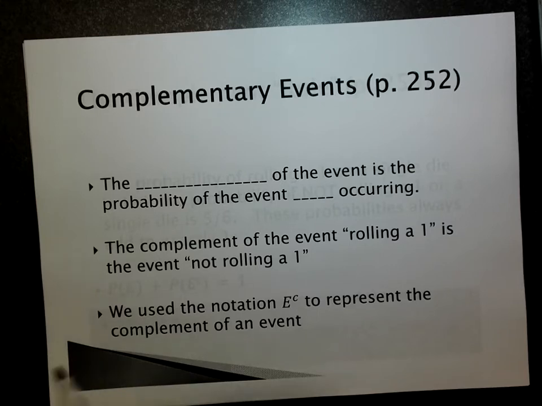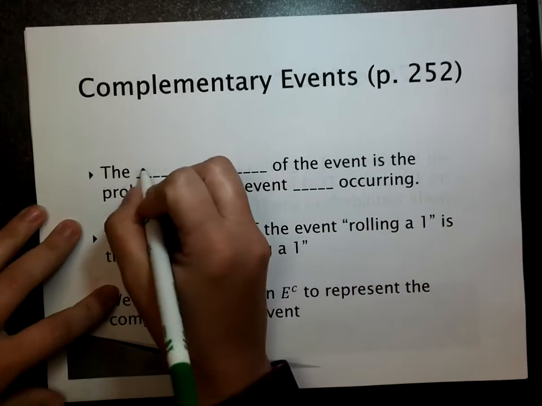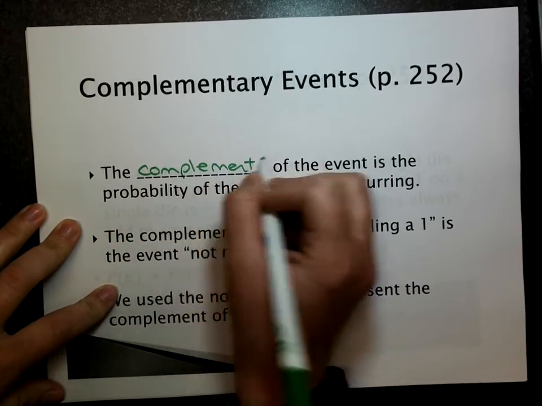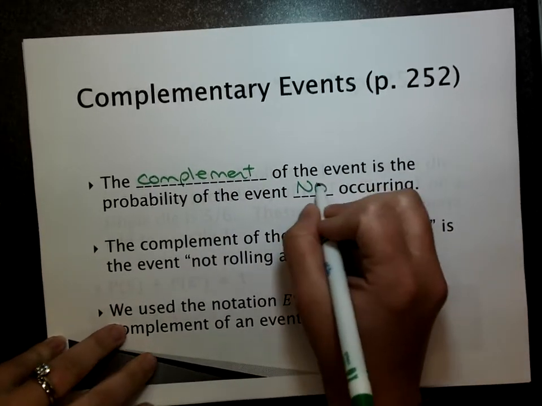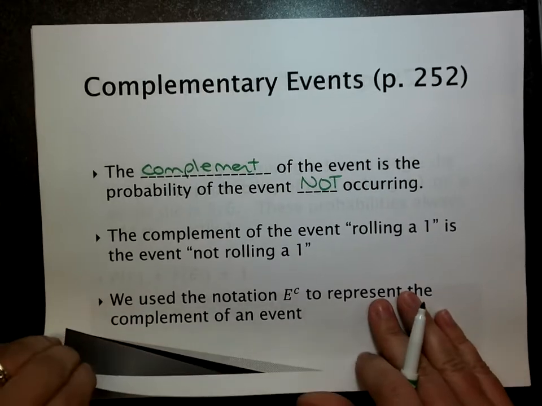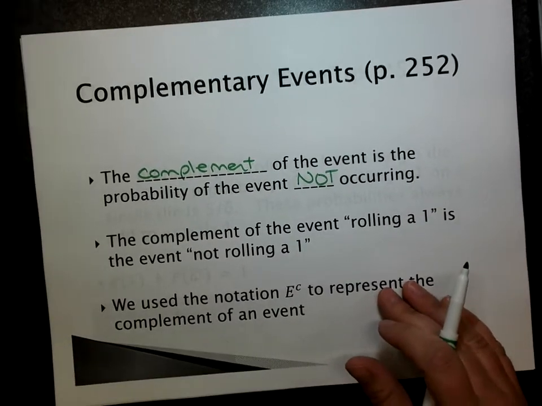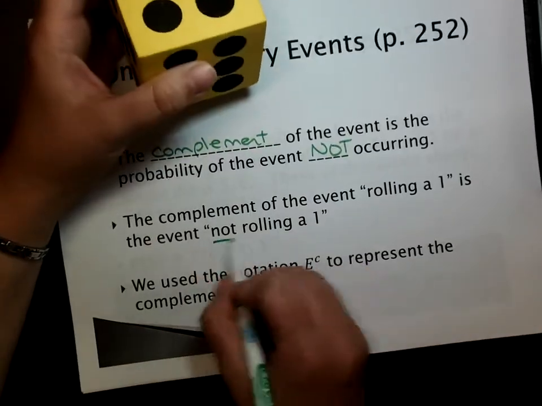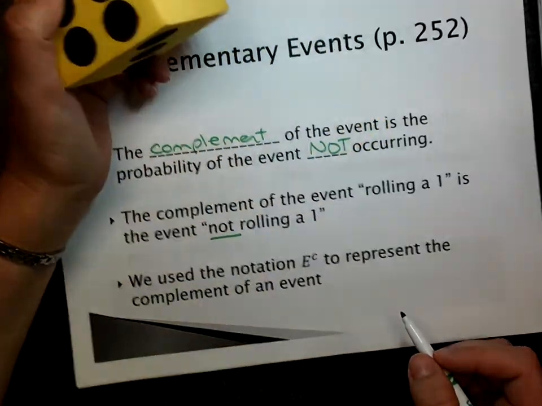So the complement of the event is the probability of the event not occurring. So the complement of the event rolling a 1 on a die, here's a die rolling a 1, the complement of it is not rolling a 1. So I either roll a 1 or I don't roll a 1.